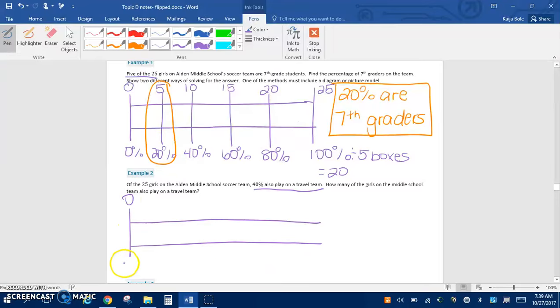On the end we have 0 and 0% always. And over here, we know that there's 25 total, and that's 100%. So if we fill in our other lines, we'd have 5, 10, 15, 20. So this is exactly the same as it was up above.